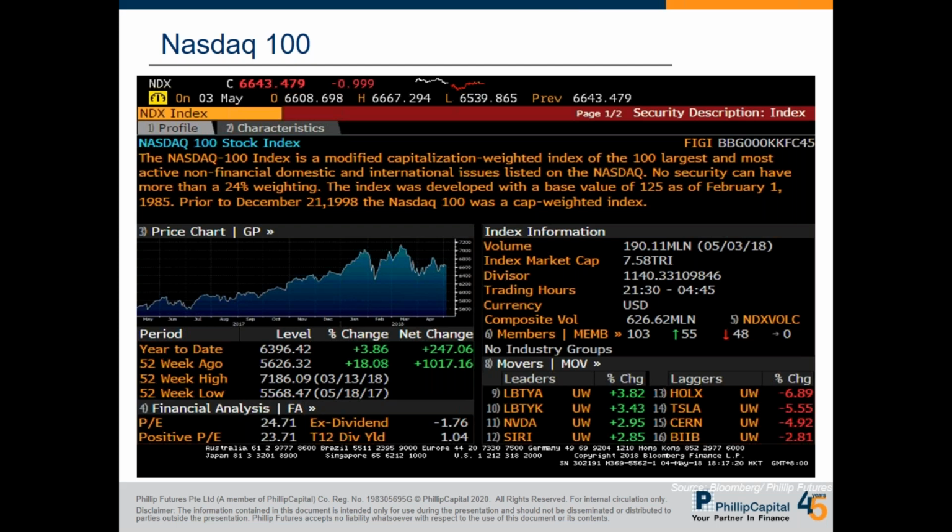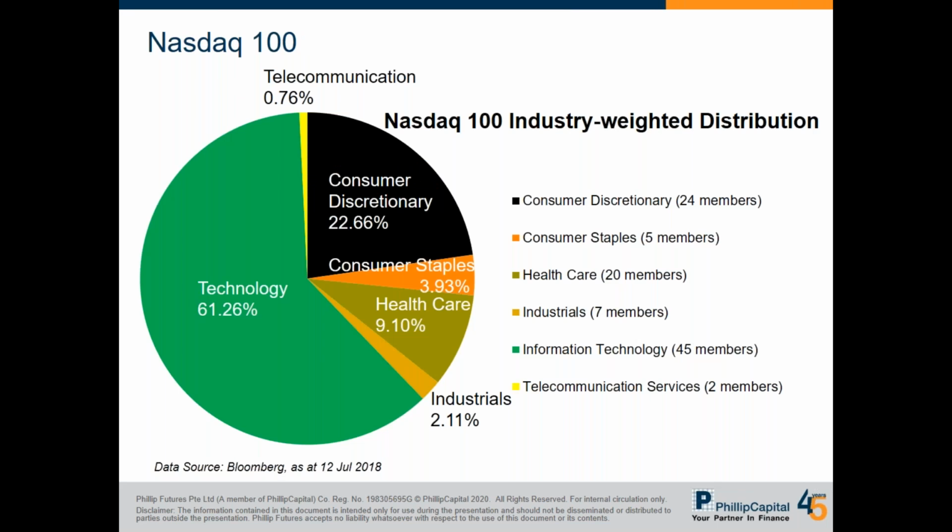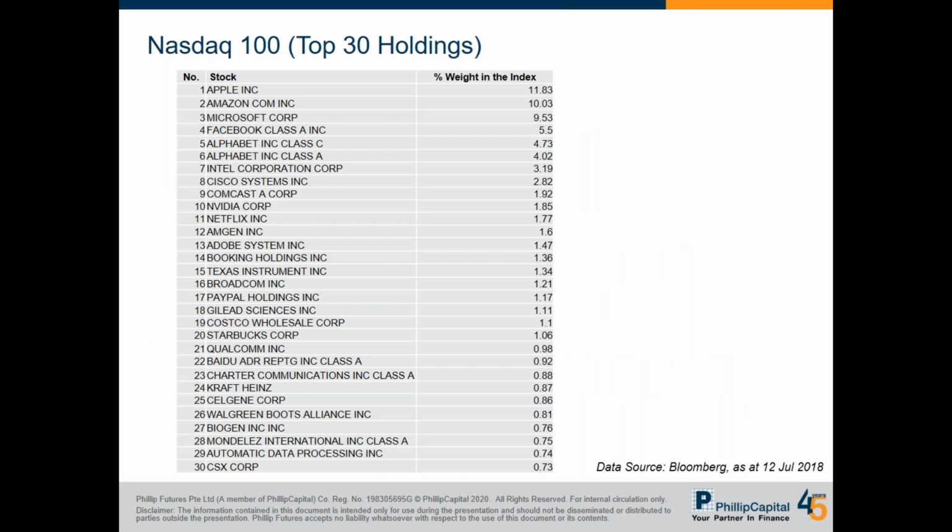And the last one will be the Nasdaq. Nasdaq, I'm sure a lot of you have heard of it. Tech stocks, etc. All this belongs to the Nasdaq itself. So your technology names, the more household brand names as well. So we can see that a large component of it is actually based on technology, 61.26%, and of which we can see the major FANG stocks, the Apple, Amazon, Microsoft, Facebook, etc.